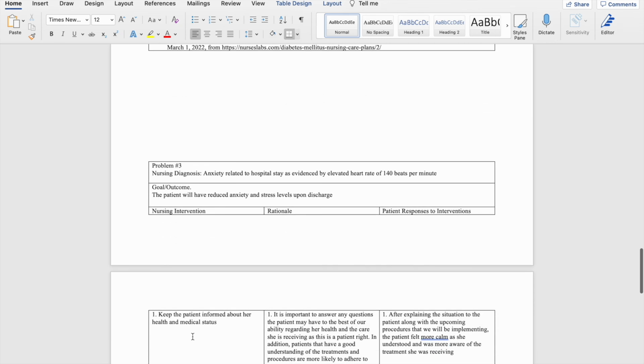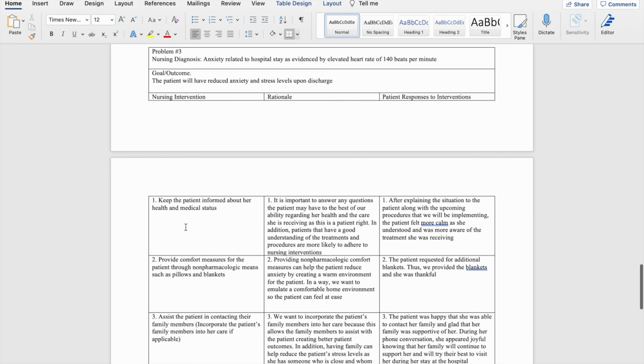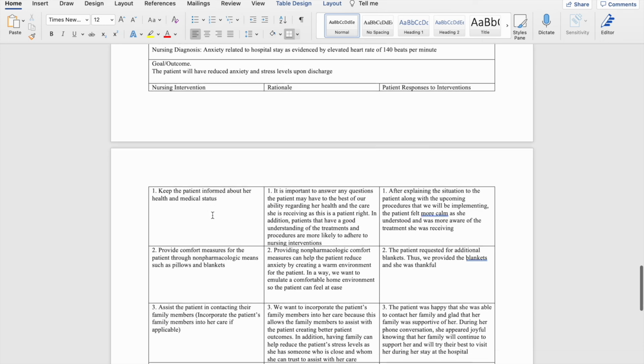And again, here's another one, the anxiety. As we can see, it's the same thing, same format. We want to keep the format consistent so that it's effective and that we know what we're writing out, and it's more organized in a sense when we're writing a care plan for our patient.